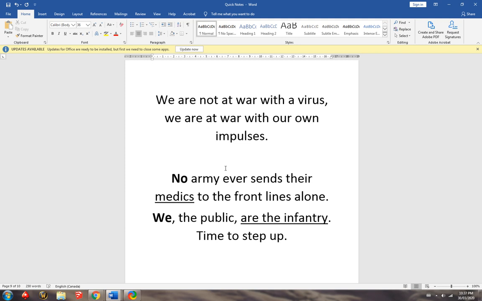We are the infantry here. We, the public, all of us together, allow the virus to spread through the choices we make. The actions that we take will decide just how much space we give the enemy.